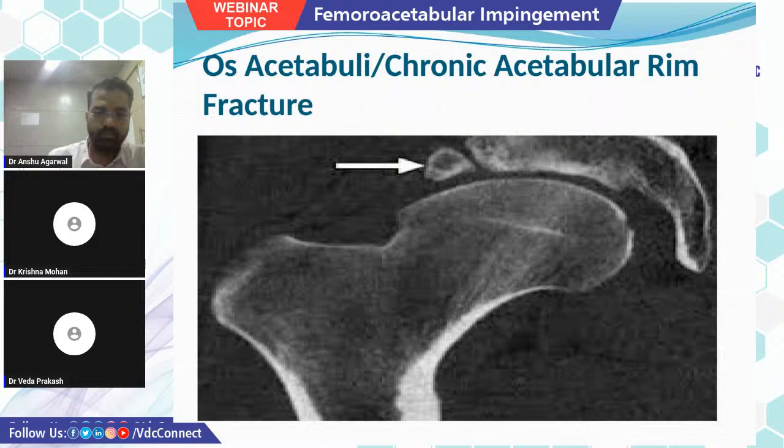Second, we come to os acetabuli or chronic acetabular rim fracture, by which it is known now. So, due to continuous injury of a cam or pincer deformity, there is non-union of the accessory ossicles, or a fracture which has become non-union. The issue is that it produces instability due to dysplasia of the hip, as the labrum and the cartilage are attached to the os acetabuli, and continuous injury can lead to injury to them.